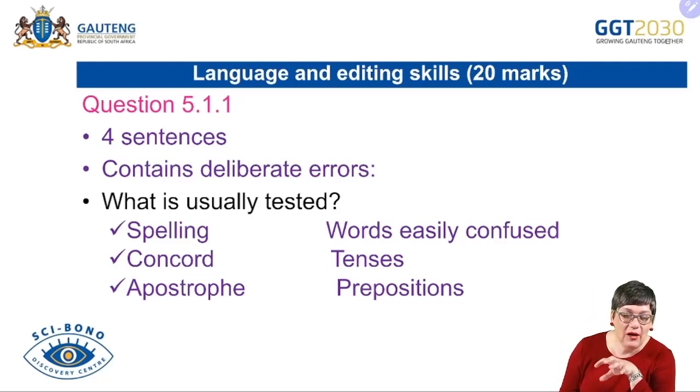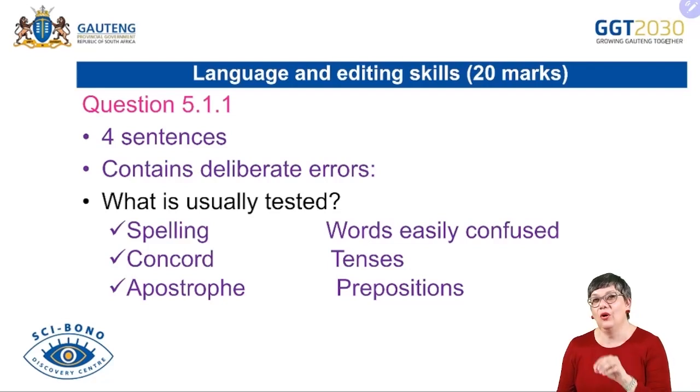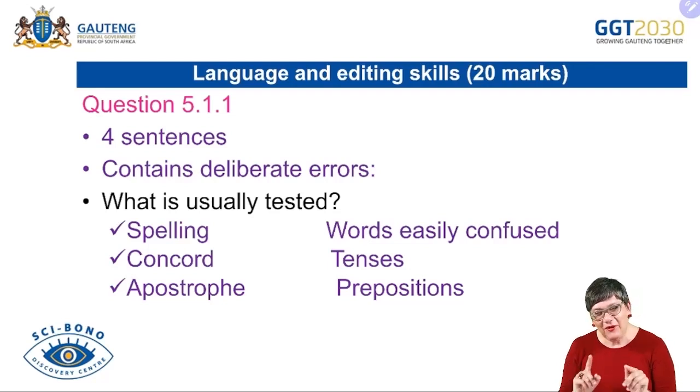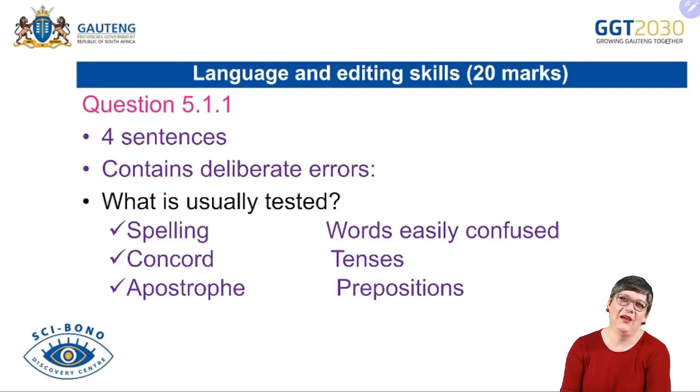Can you see why you need to know your parts of speech? That is why it's so important. That's why it's so important to know your concord. Because if you know your concord, you will be able to pick up when that subject and that verb don't agree. So words easily confused, those are your antonyms and homophones and homonyms that they love putting in there. Obviously tenses, prepositions, we talked about.